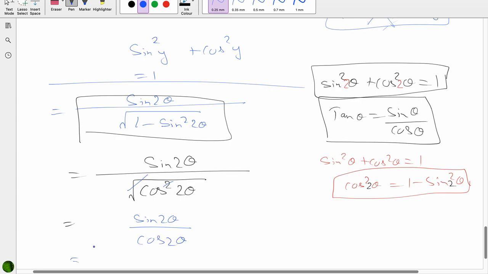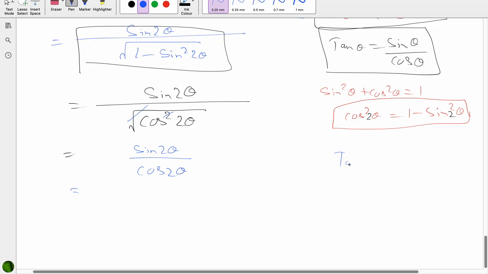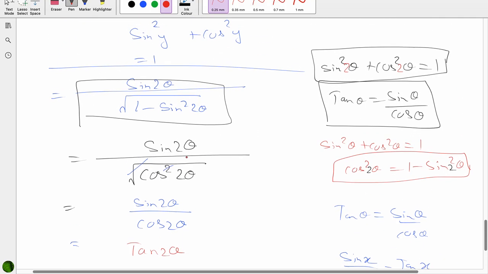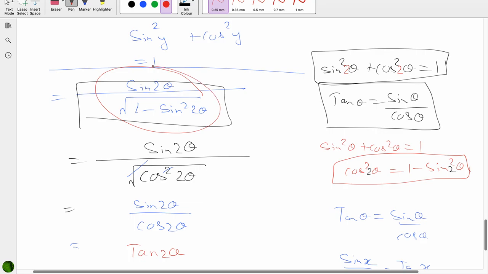Here comes in the second identity. Tan theta is equal to sine theta over cos theta, or you can say sine of x over cos of x is equal to tan of x, or we can say sine of 3 alpha divided by cos of 3 alpha is equal to tan of 3 alpha. So whatever it is, when sine and cos are divided and the angles are same, we get tan. So in our case, sine and cos are divided and angle is same, so we write tan of 2 theta. So when you write this or this, it means the same thing.